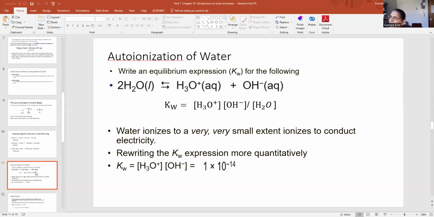Remembering that for every H3O+ formed, there is one OH- produced at the same time. This means that the concentration of H3O+ and OH- in water are equal. There is no question of almost. They are equal in neutral water. And the value of Kw at 25 degrees Celsius is 1 times 10 raised to minus 14.